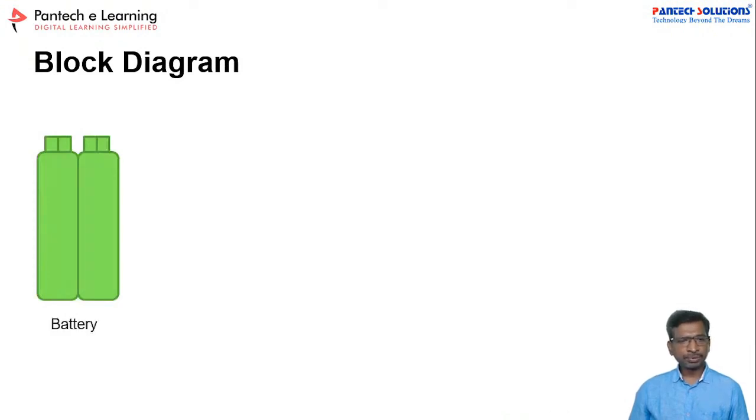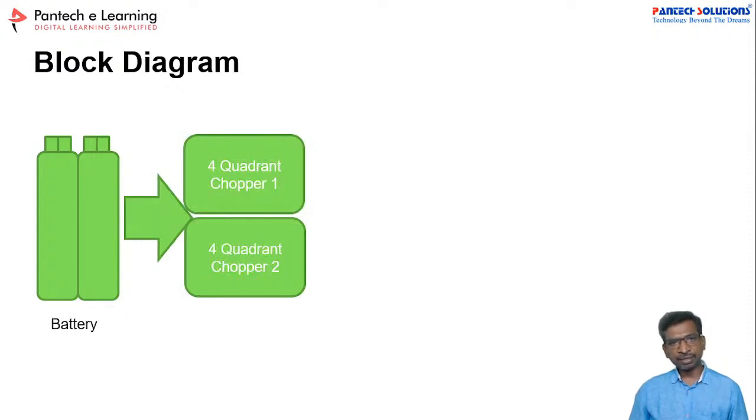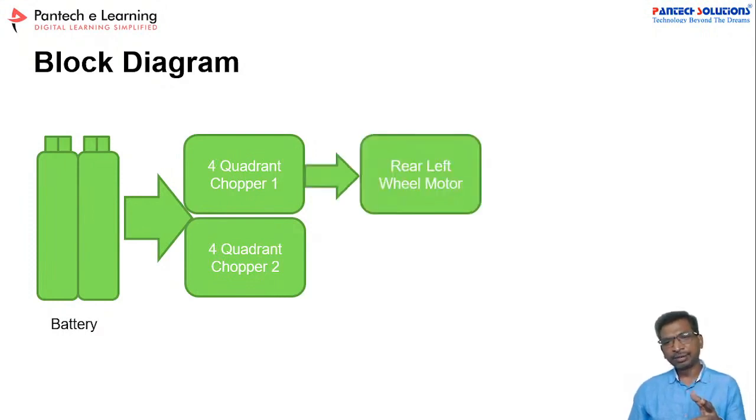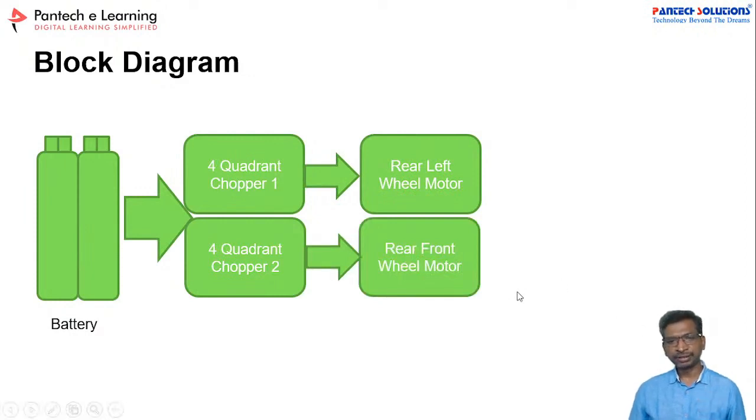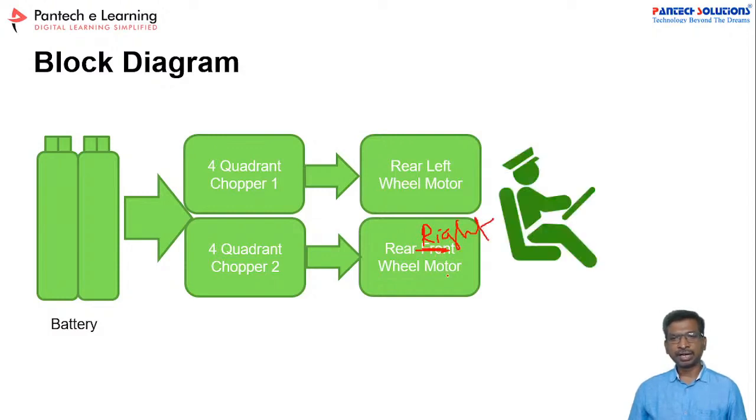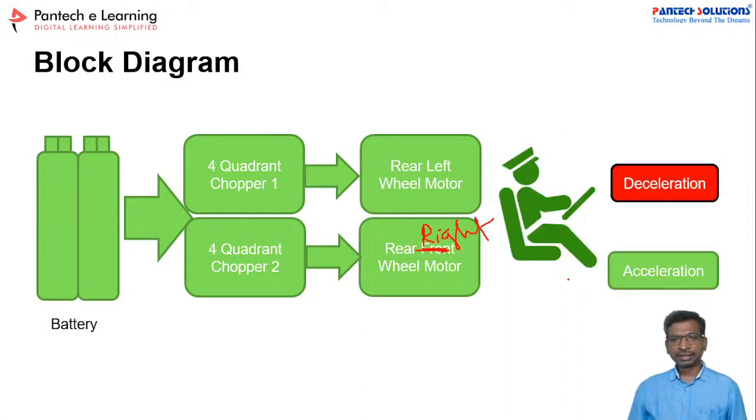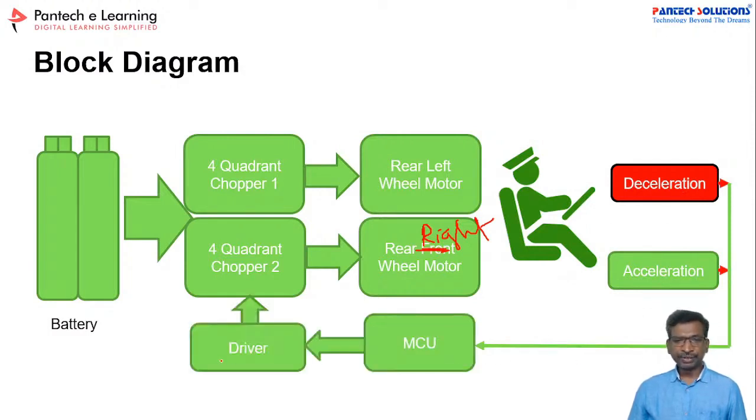In the block diagram, from the battery you get power, and that power is connected to the 4-quadrant chopper. Here we kept two 4-quadrant choppers, and after that the left wheel motor, and similarly the rear right wheel motor. Not the front, this is the rear. After that, the driver input has been connected. Here two inputs are given: the driver will apply acceleration as well as deceleration. From this we take a signal and connect it to the microcontroller, and from the microcontroller we connect the same signal to the chopper via the driver. So this is the functional block diagram.